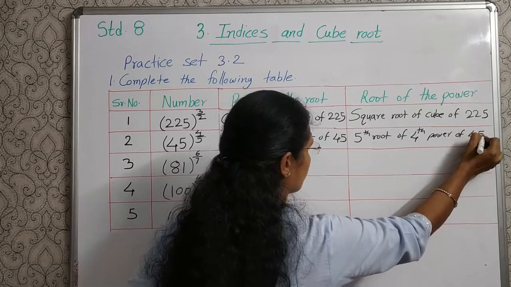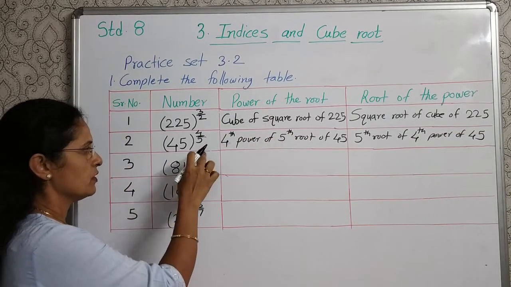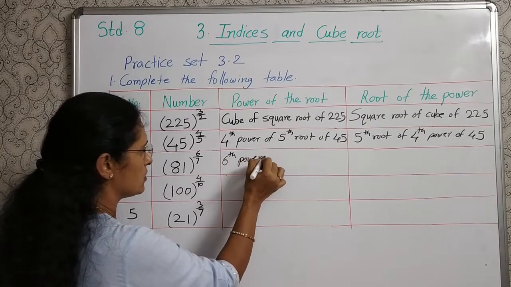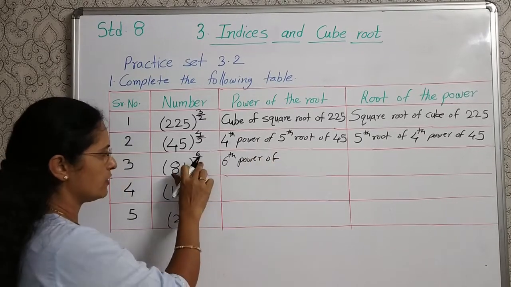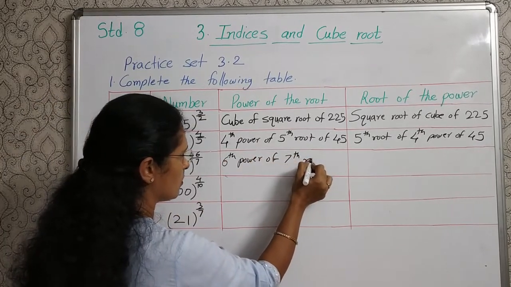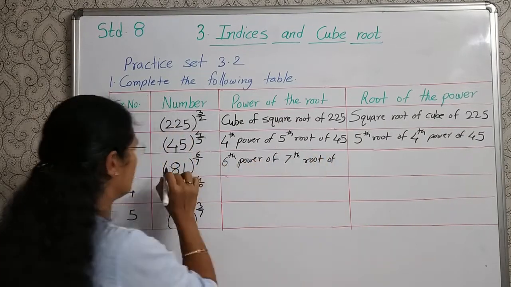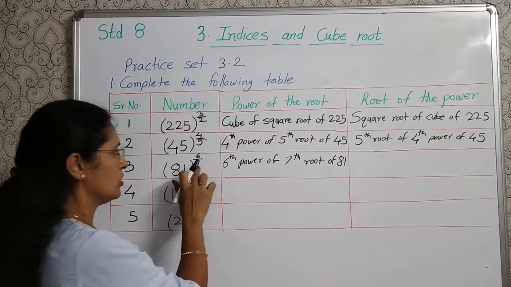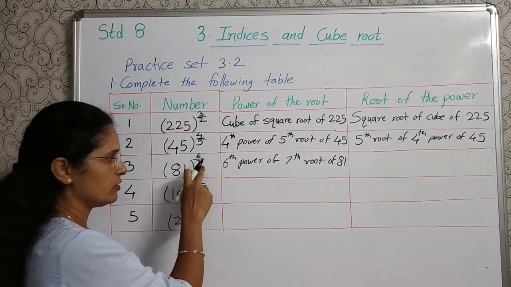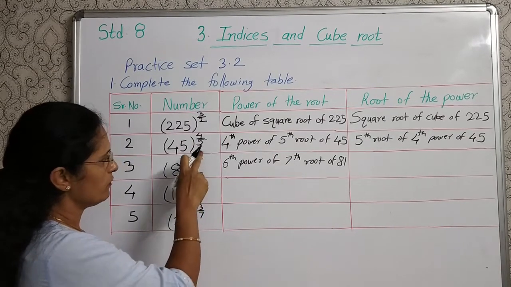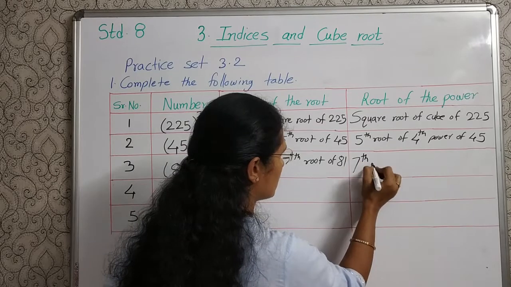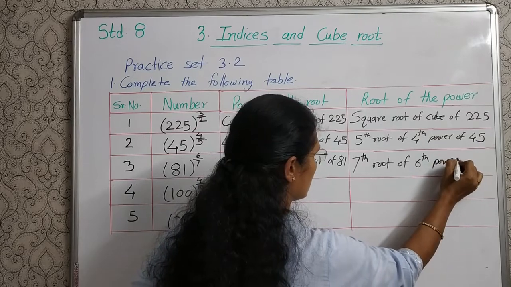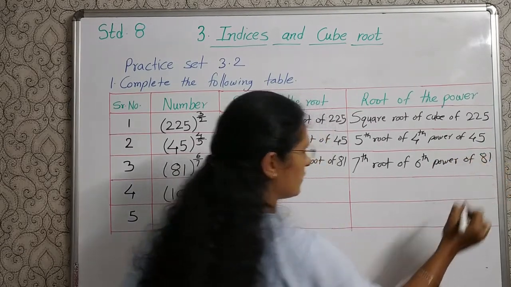Now third, first we'll write 6th power of 7th root of 81. Next we'll write root number first. So this is the denominator, we write as root, 7th root of 6th power of 81.